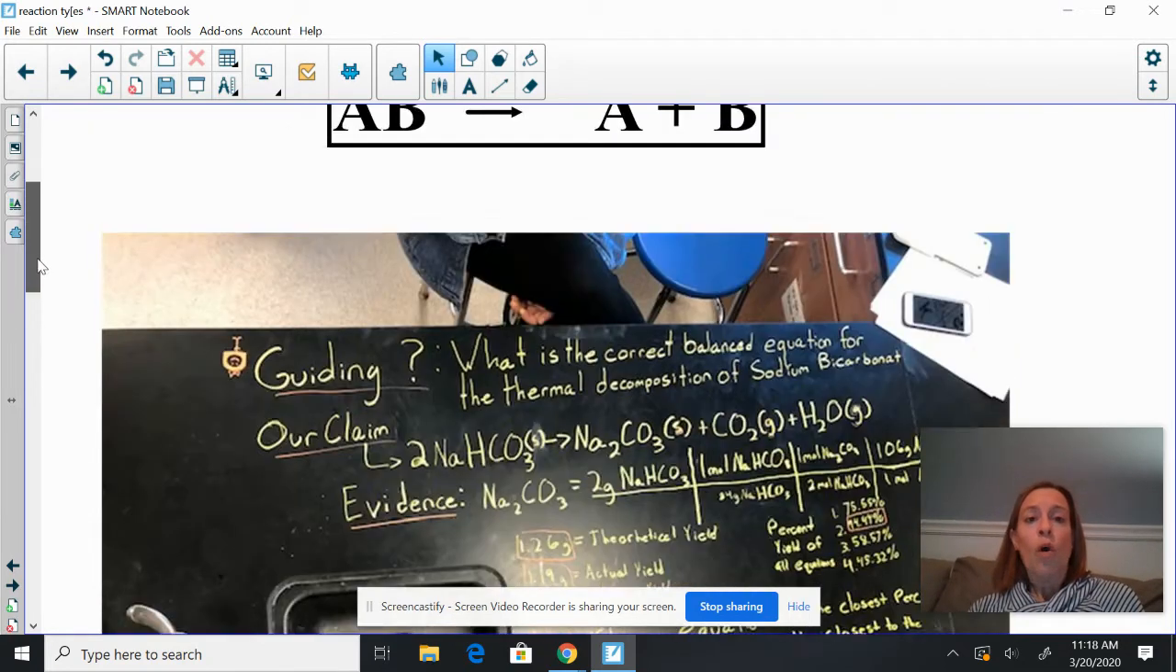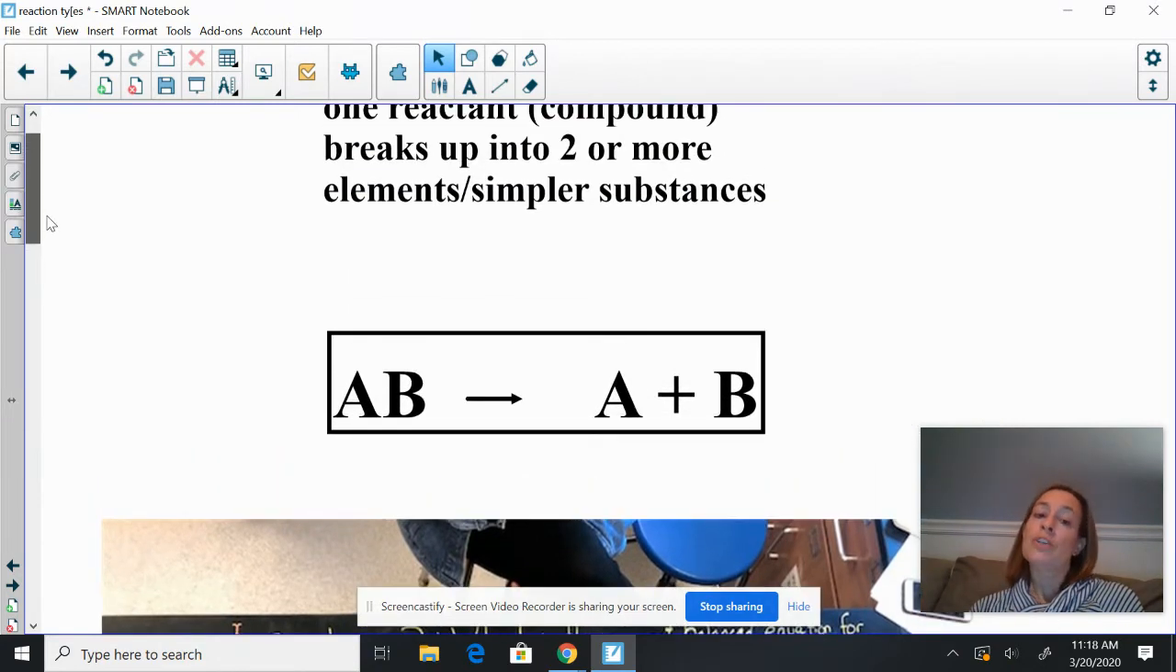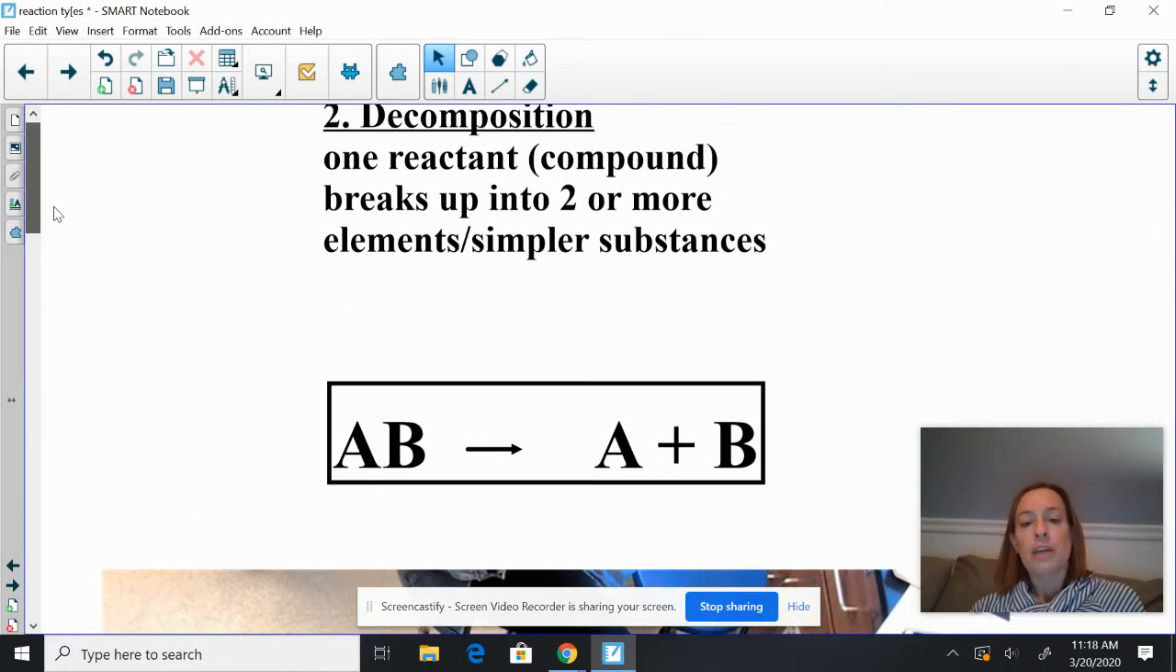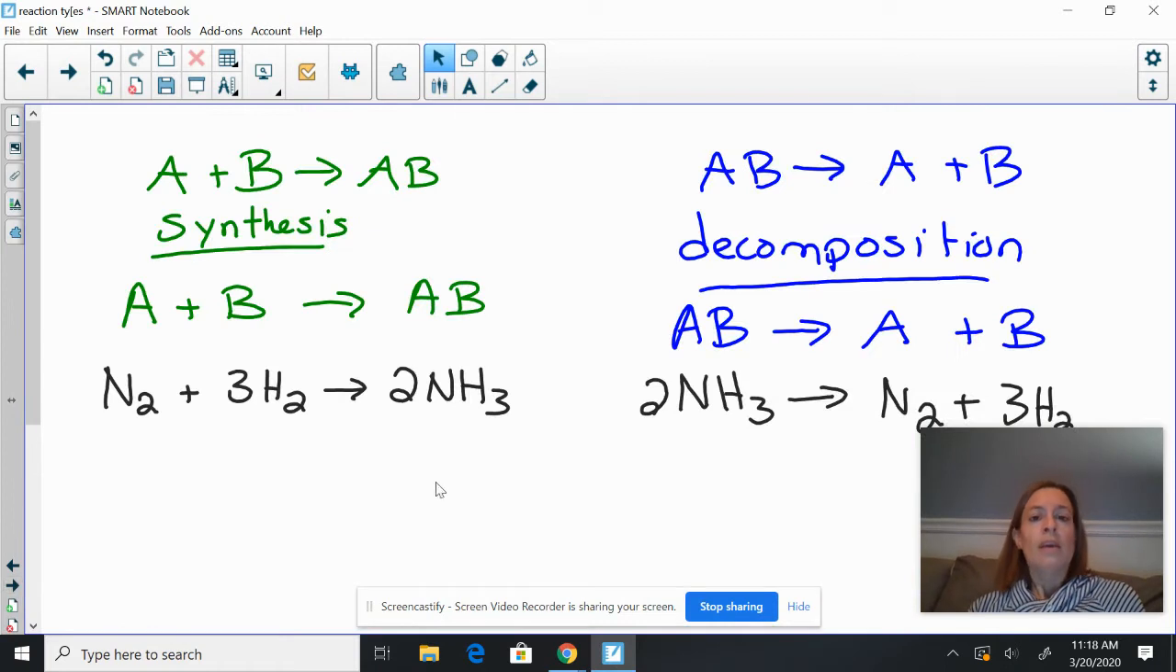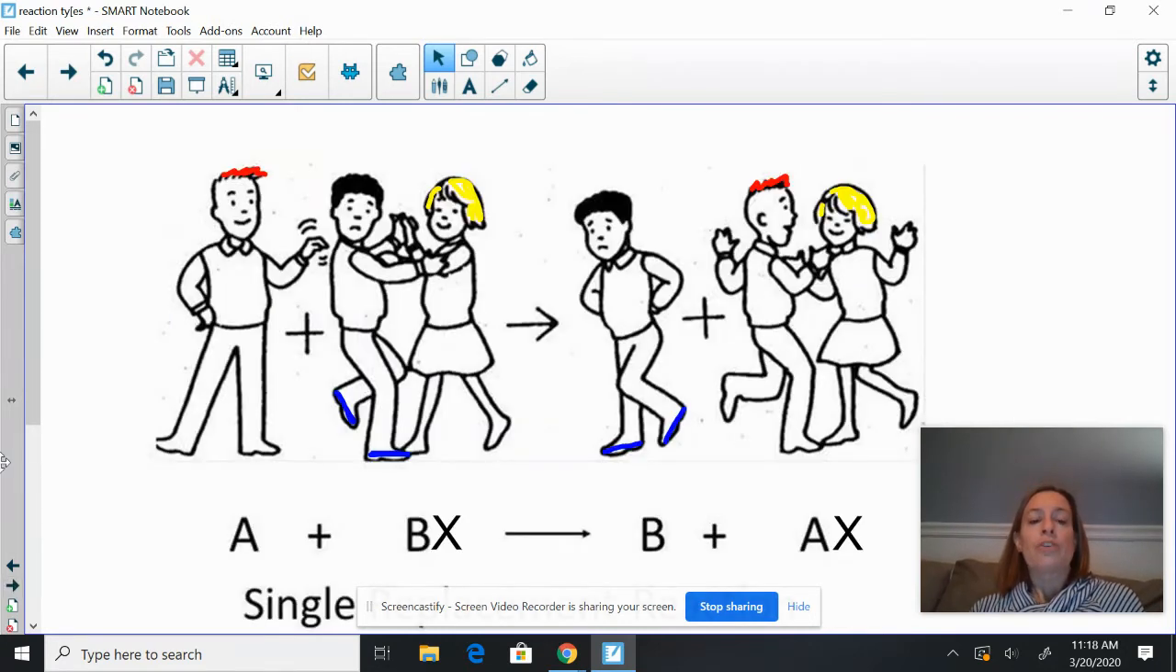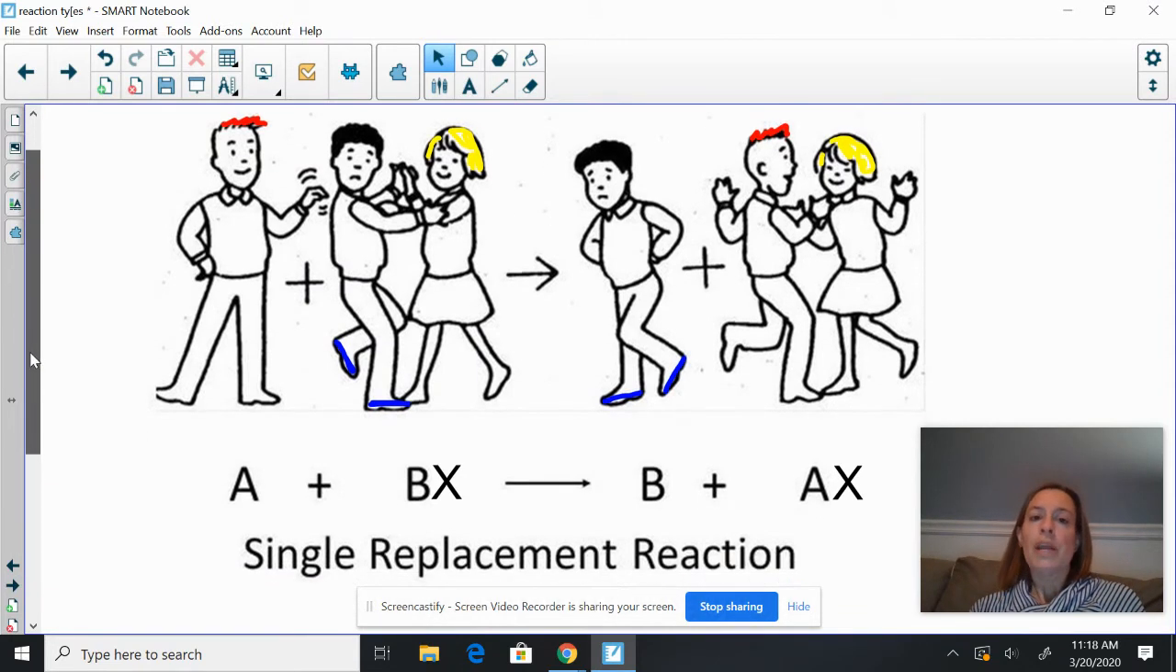For now, all you'll have to know for a decomposition reaction is to be able to pick one out if you see one. And again, they're very easy to pick out. They're the only type of reaction with one reactant. And this slide is just showing you how synthesis and decomposition reactions are reverse of each other. Next, we're going to move on to our third reaction type, which are our single replacement reactions.